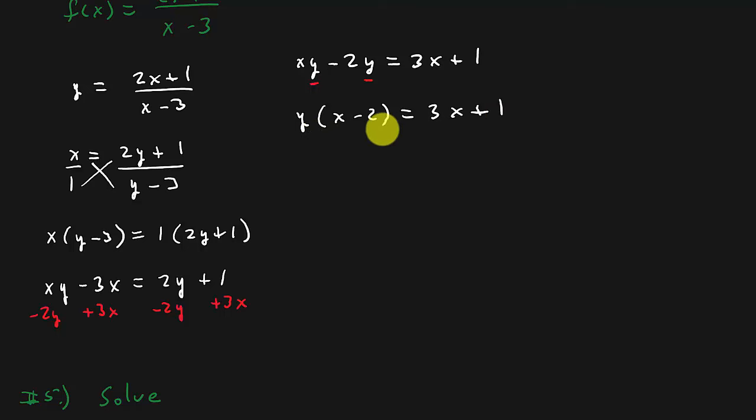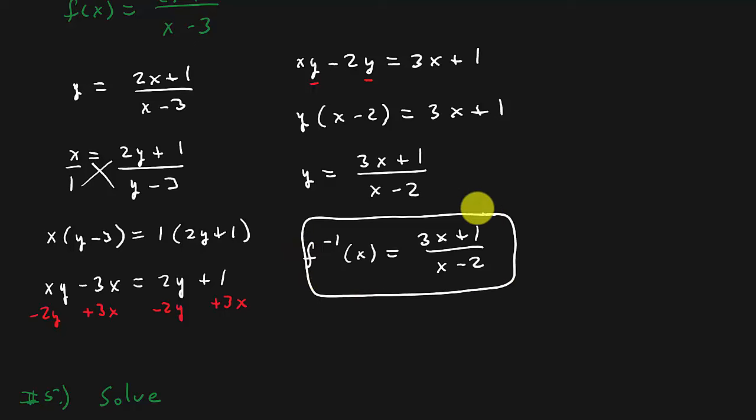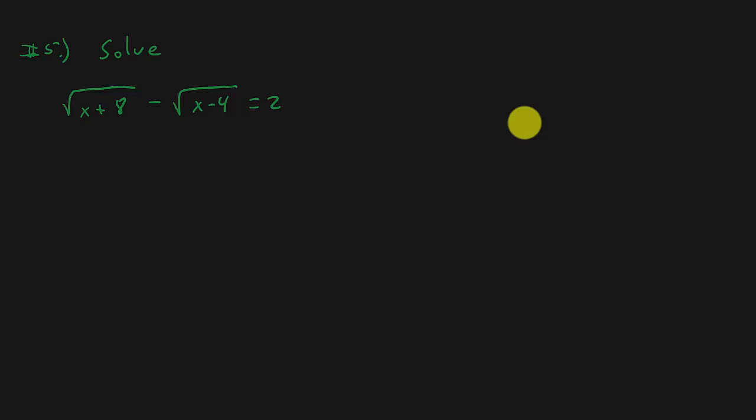And then we'll divide both sides by x minus 2. y equals 3x plus 1 over x minus 2. And then we change the y to f prime of x. Not f prime, but f inverse. 3x plus 1 over x minus 2. And this would be your answer.